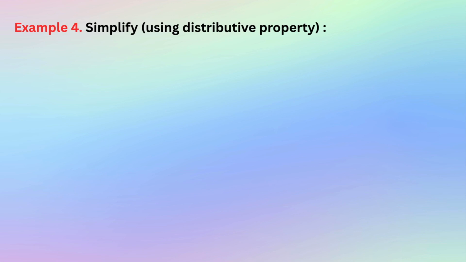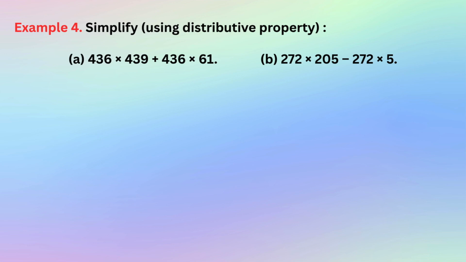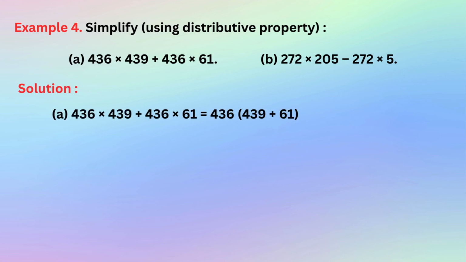Example 4. Simplify, using distributive property. A. 436 times 439 plus 436 times 61. B. 272 times 205 subtract by 272 times 5. Solution. 436 times 439 plus 436 times 61 equals 436 times (439 plus 61) equals 436 times 500 equals 218,000.